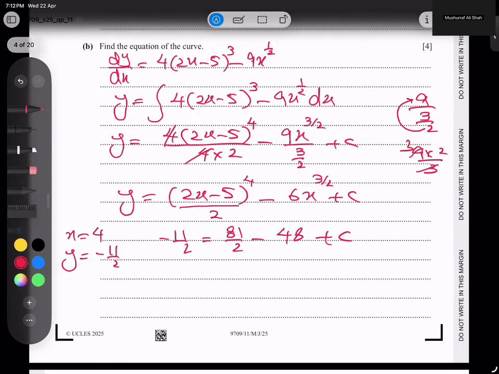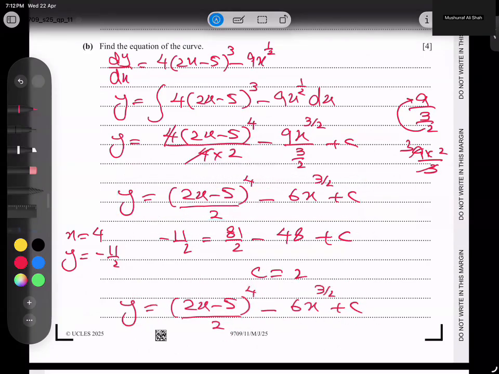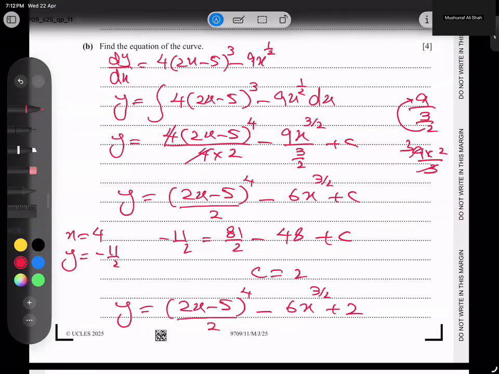Okay. Now negative 11 over 2 students, equals negative 81 over 2 plus 48 plus c, and we are getting the value of c is 2. So I'm going to write first of all this complete expression, and now just plug in the c value, and we got a 2. Let me check again. Yes, that is our answer, the equation of the curve. I hope the point is very clear.